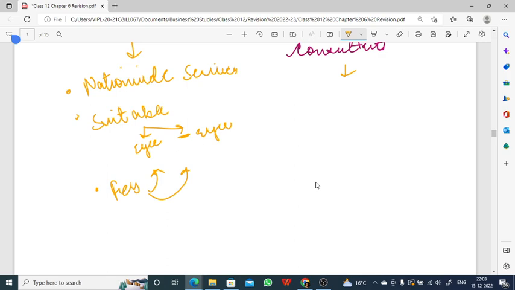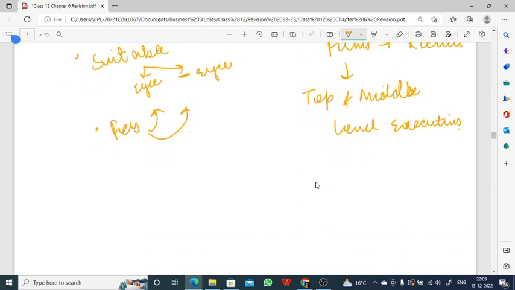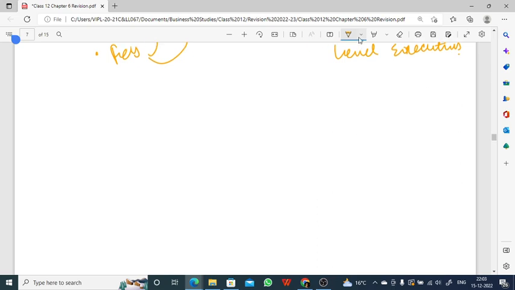Okay, and then there are management consultants. They are the firms who recruit technical, managerial, and professional staff. Okay. So basically it is generally for top and middle level executives. Okay. That's pretty much it. These are the sources through which you can get employees outside of the organization.